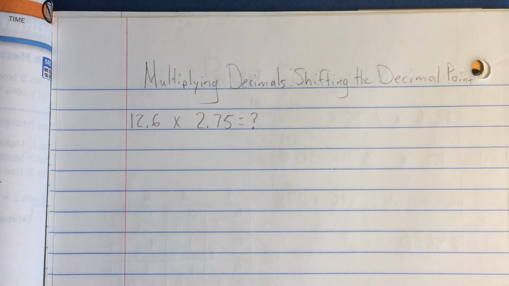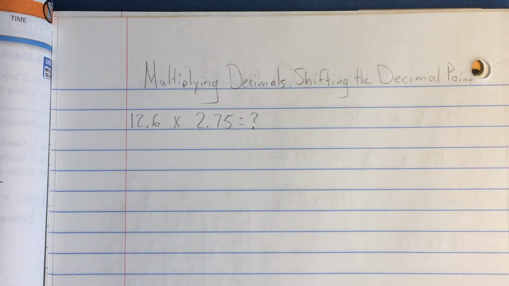This is a continuation of 6-9. It is multiplying decimals. This time it's going to be by shifting the decimal point. Previously, we multiplied decimals by estimating. We have a different strategy today. The idea is for you to make a choice. If you didn't love the estimation strategy, perhaps you like this one today called shifting the decimal point.